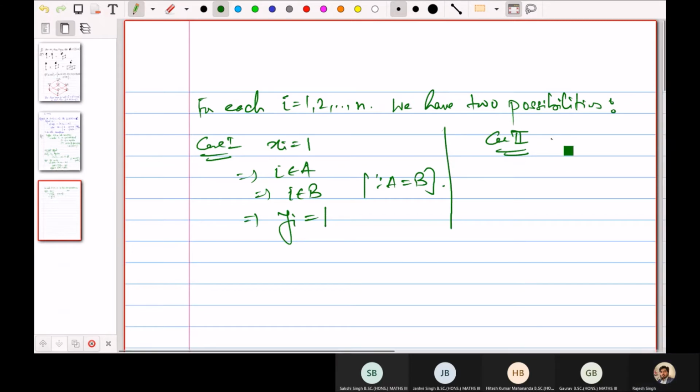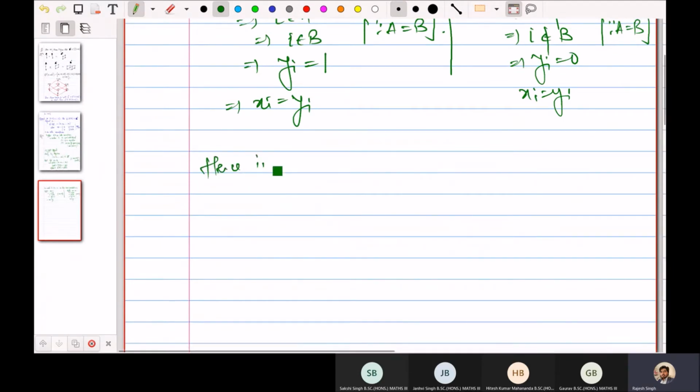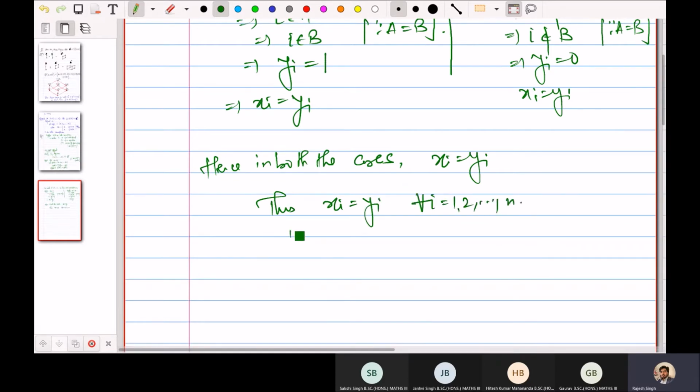And case 2, let's do it here. xi is equal to 0. So this implies I does not belong to A. This implies I does not belong to B since A is equal to B, and this implies yi is equal to 0. So this implies xi is equal to yi. Hence, in both the cases, xi is equal to yi. Thus, xi is equal to yi for all I equal to 1 to n.